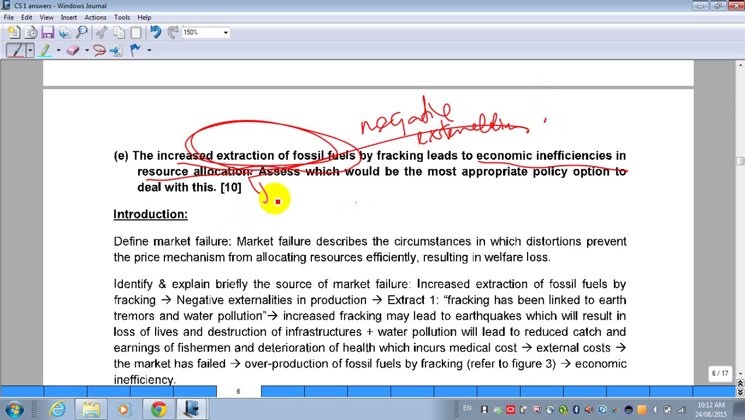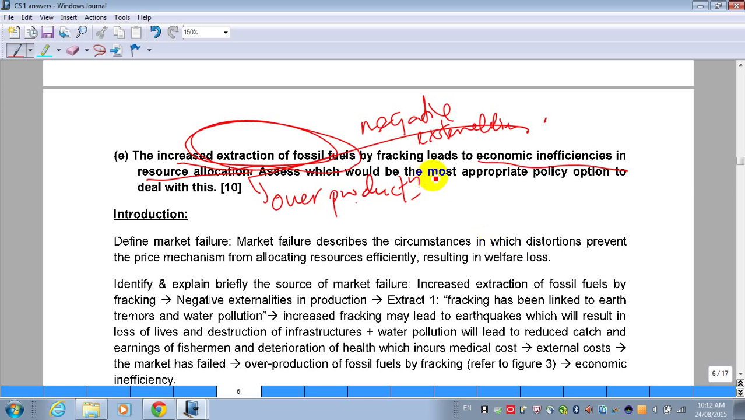There is overproduction, okay, of oil or natural gas by fracking. So overproduction means that you're not allocating your resources efficiently, okay? So for this question, the main reason why most of you got 0 was because you could not identify that the source of market failure here is negative externalities.